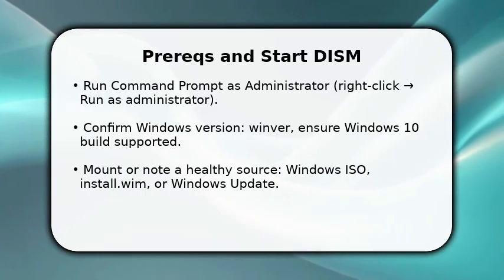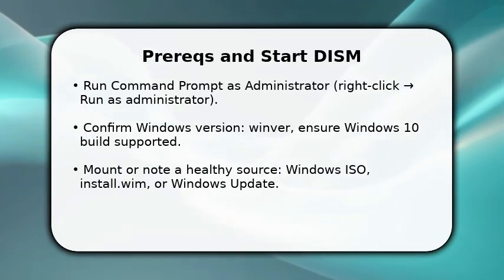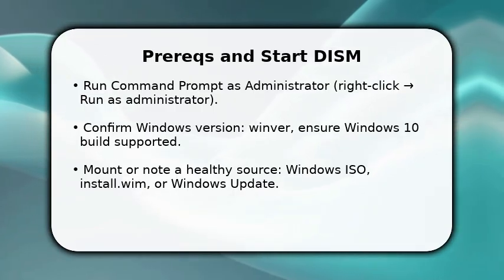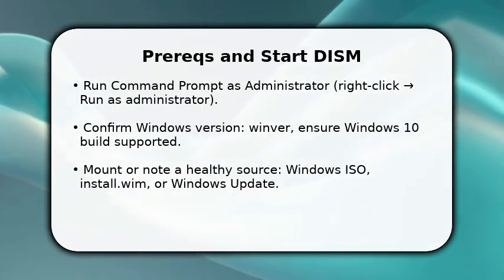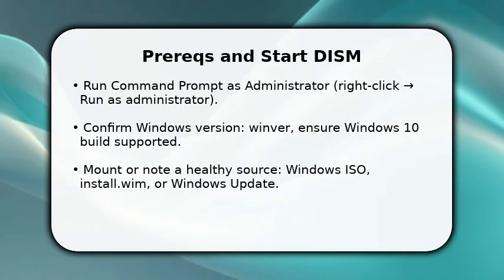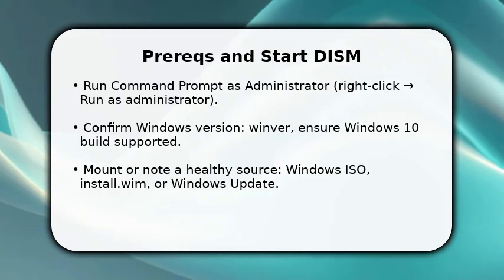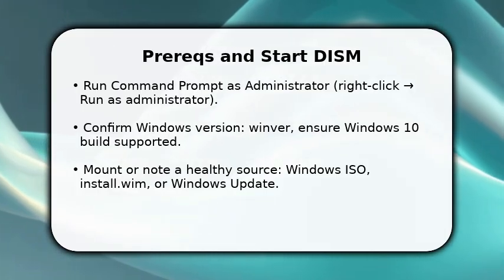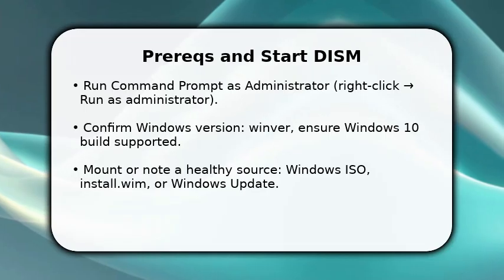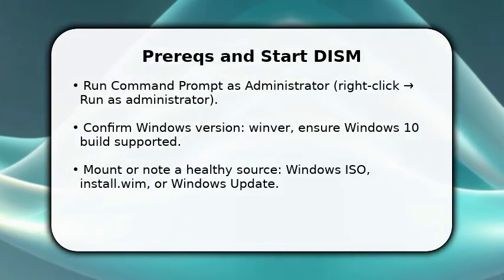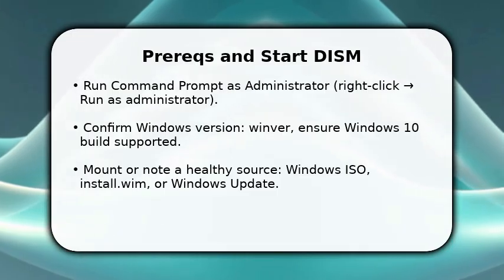You start by opening an elevated command prompt and confirming the Windows 10 build with winver so you know which source to use. Next, mount or locate a healthy source image such as an ISO or install.wim; this provides clean component files. Once done, run DISM with basic health checks first so you don't apply fixes blindly. Make sure to note the drive letter of any mounted ISO because you will reference it in the next commands.